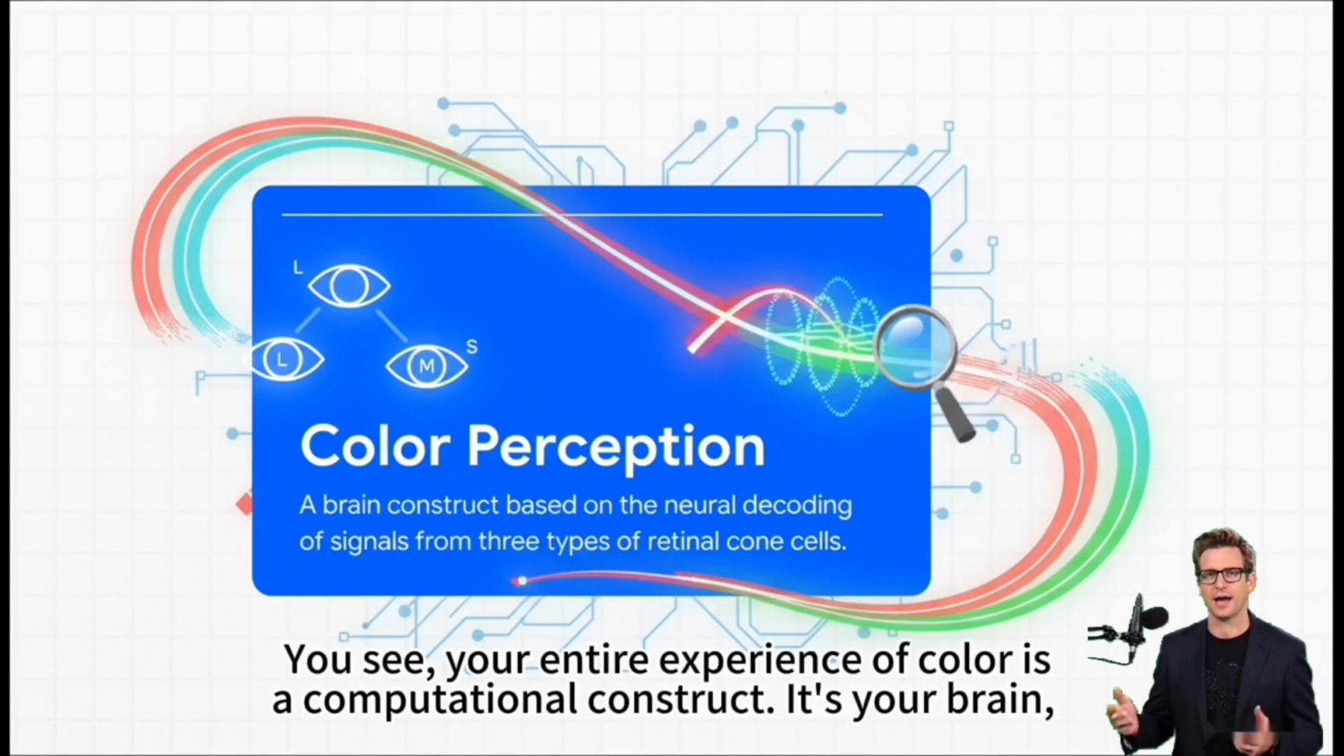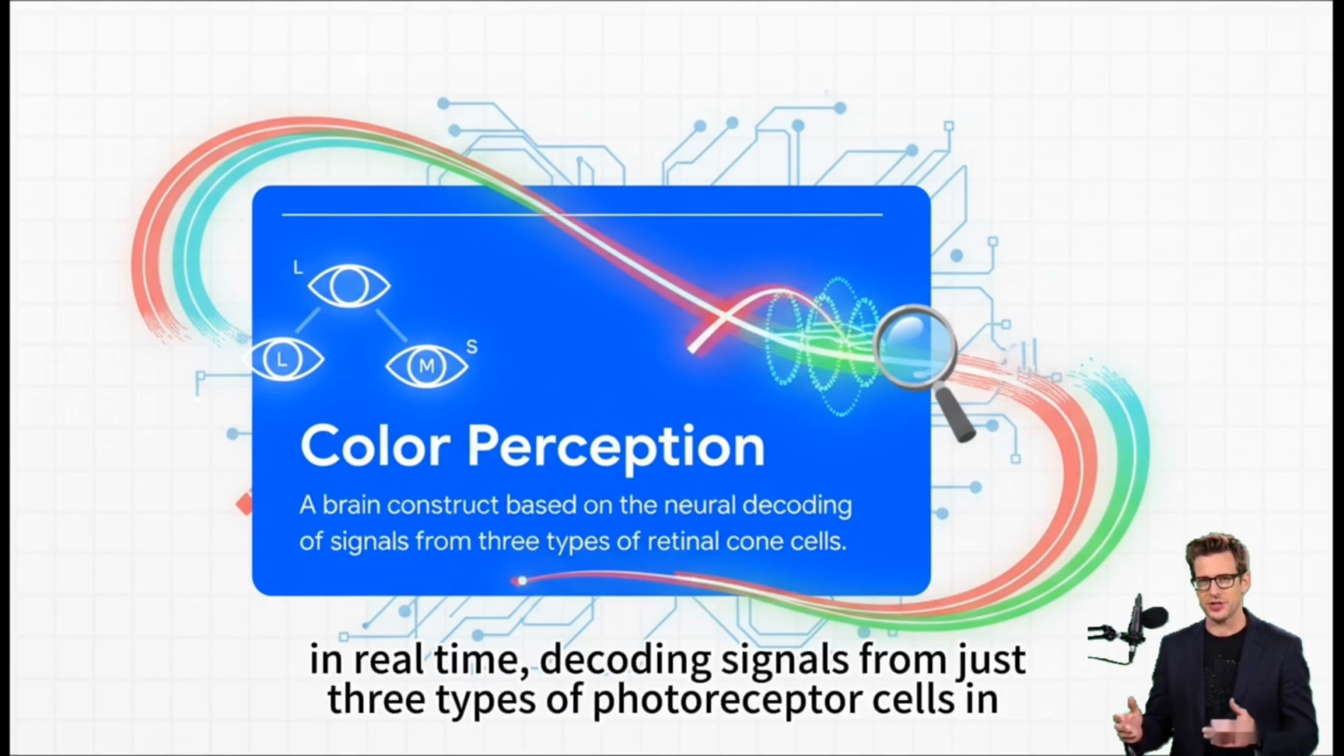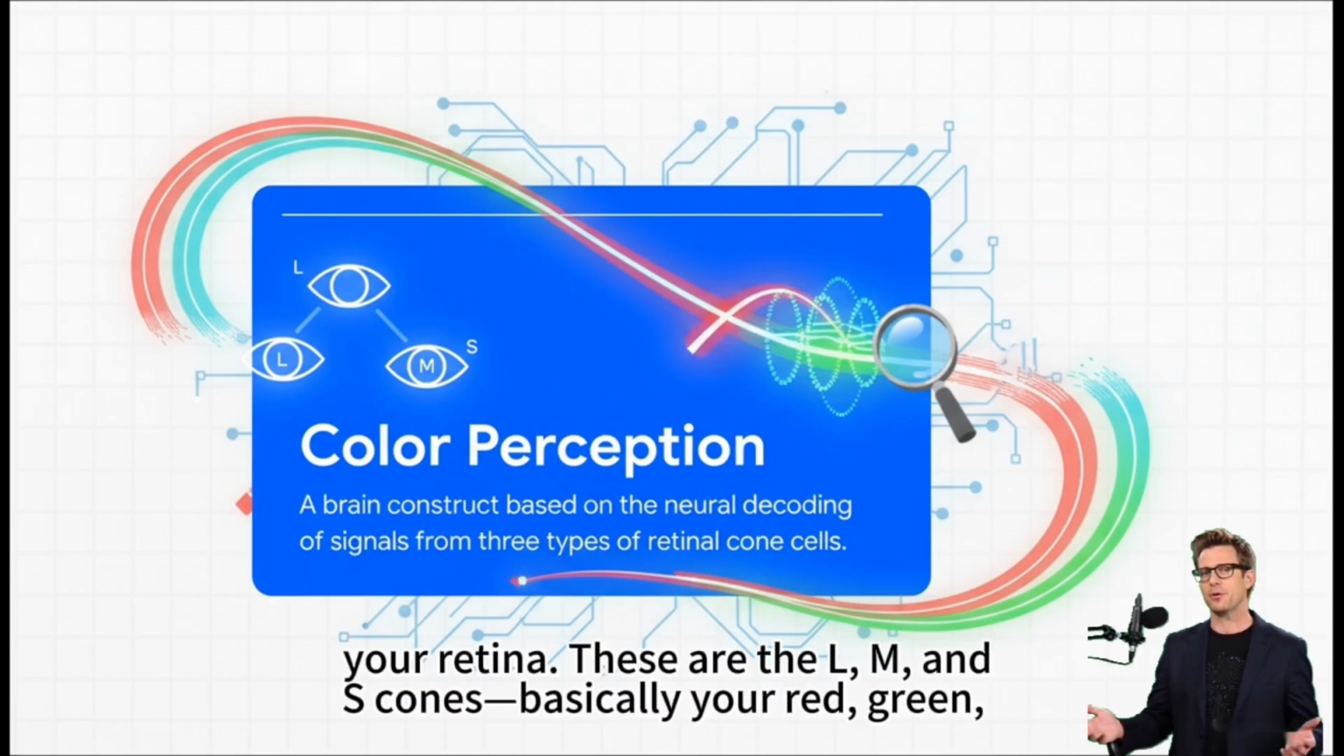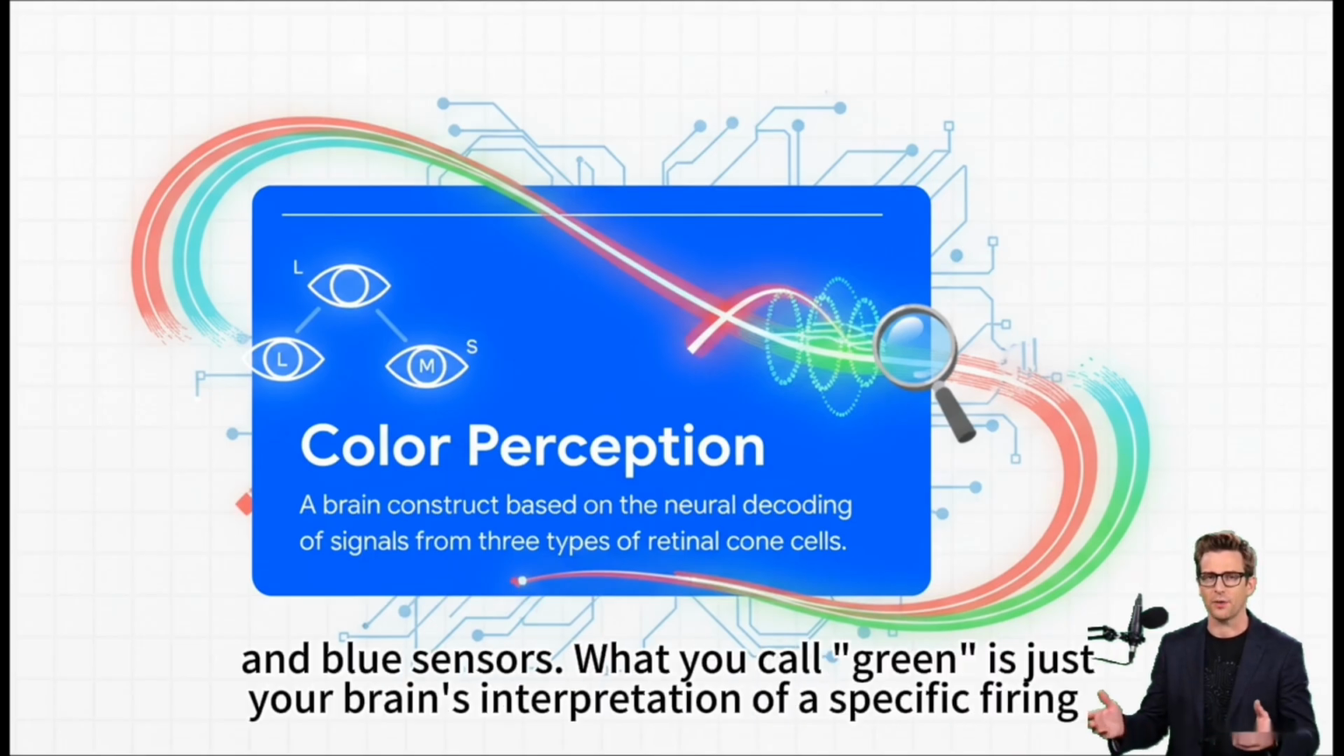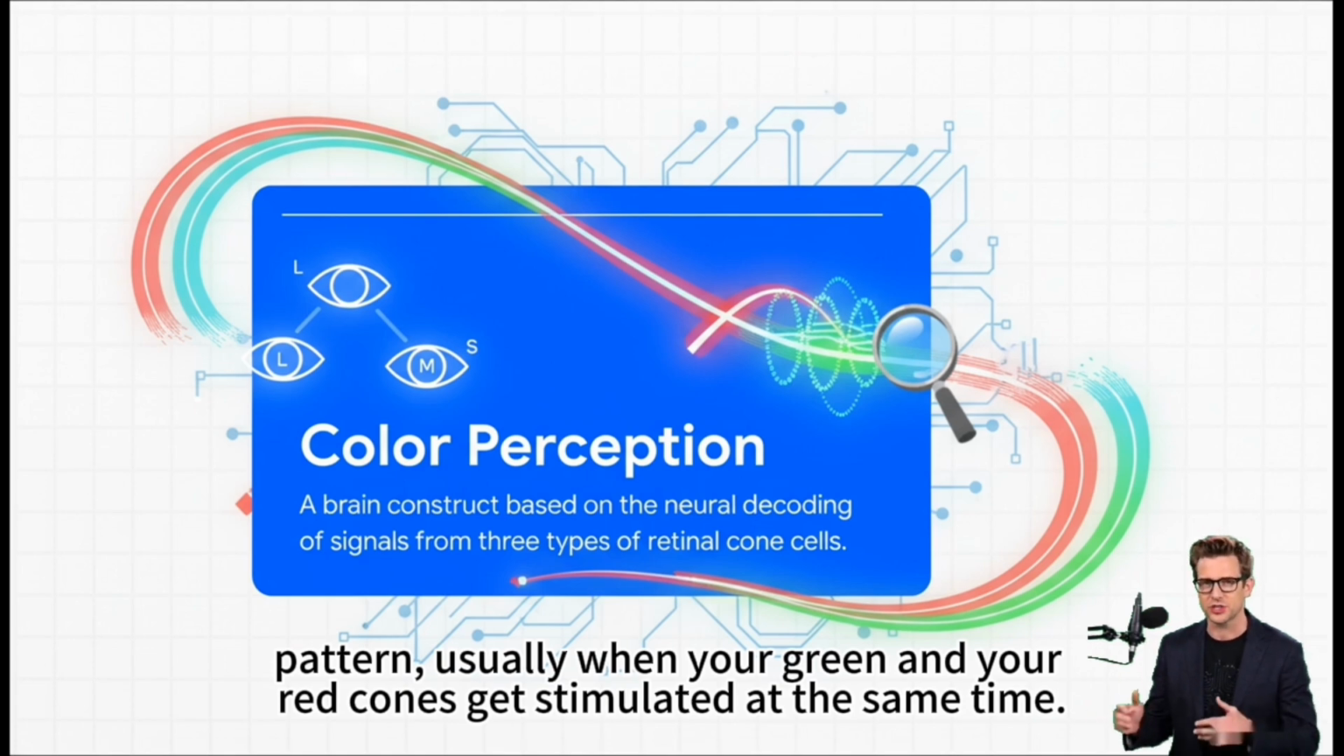You see, your entire experience of color is a computational construct. It's your brain, in real time, decoding signals from just 3 types of photoreceptor cells in your retina. These are the L, M, and S cones, basically your red, green, and blue sensors. What you call green is just your brain's interpretation of a specific firing pattern, usually when your green and your red cones get stimulated at the same time.